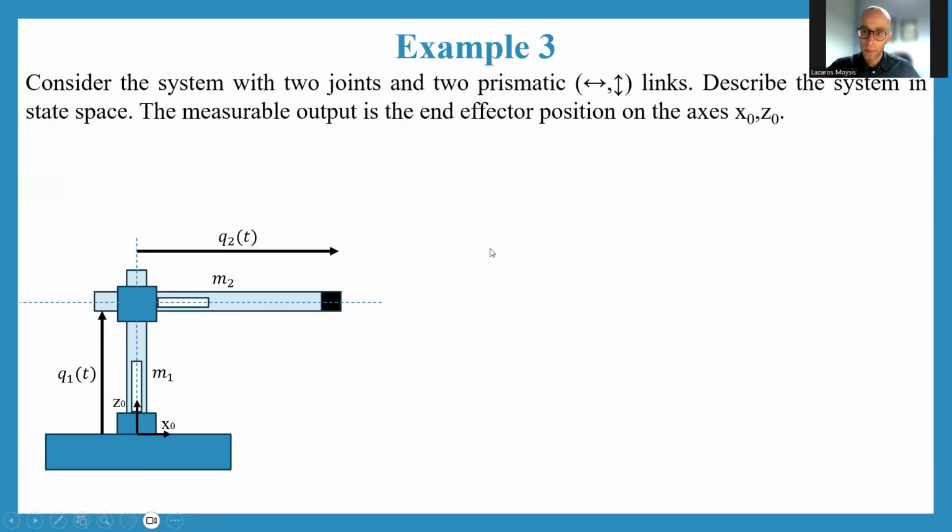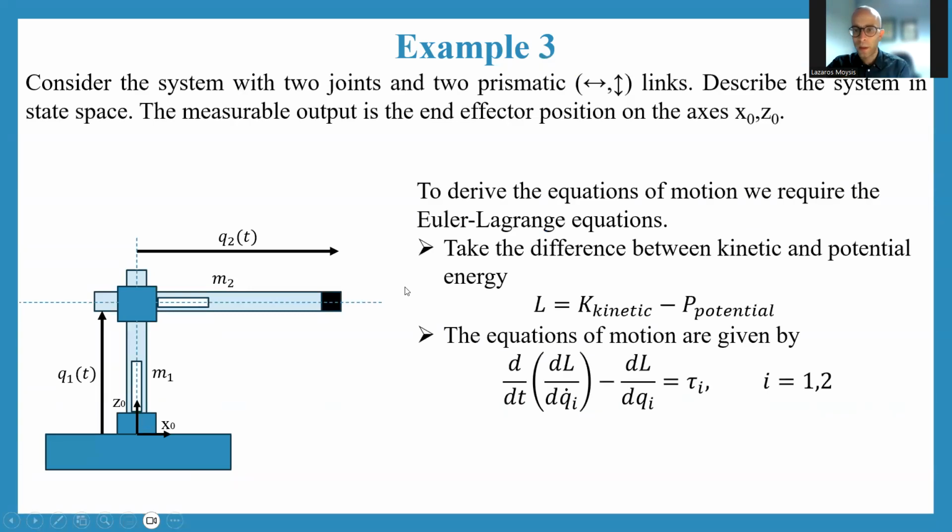Again, this is a bit more simple. We have two joints and two prismatic links. So we can only move up and down here, and left and right in this direction, right? So the equations of motion are not that easy to derive. We need the Euler-Lagrange equations, very basic in most robotics books. There is a procedure to derive the equations of motion. I'm not going to show the procedure here because it is a course by itself.